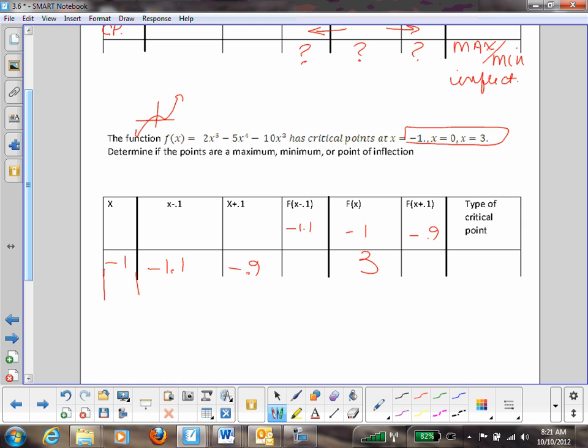All right, Maggie, what did you get here at negative 1.1? That's not what I got. I got 2.768. Okay. Over here, what do we get? I got 2.998. Would anybody else get what Alex got? What did you get?